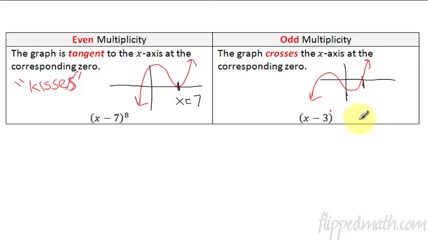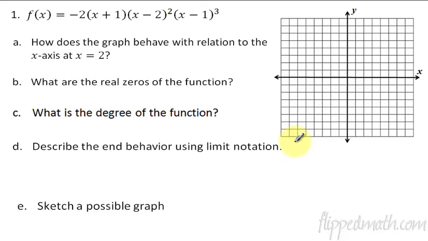That's going to help us quite a bit when we try to sketch just the general shape of our graphs once we know the zeros. You also look at the multiplicity. So let's do an example. Number 1. We have all of these things here.